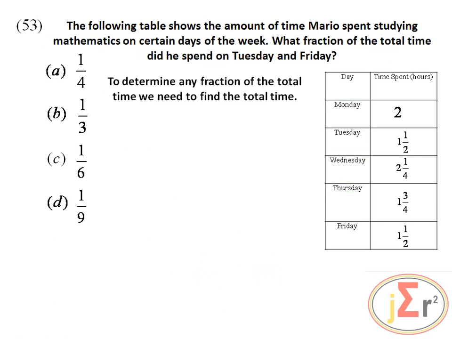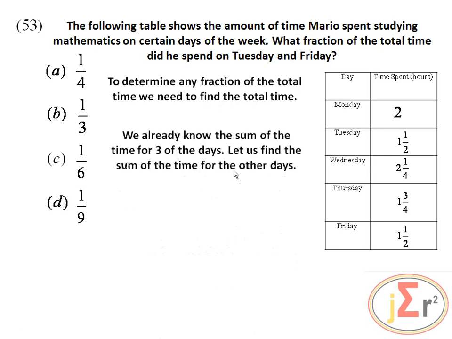To determine any fraction of the total time, we need to find the total time. The problem is asking, what fraction of the total time did he spend on Tuesday and Friday? We already know the sum of the time for 3 of the days. So let us find the sum of the time for the other 2 days. So we are talking about the other 2 days, Tuesday and Friday.